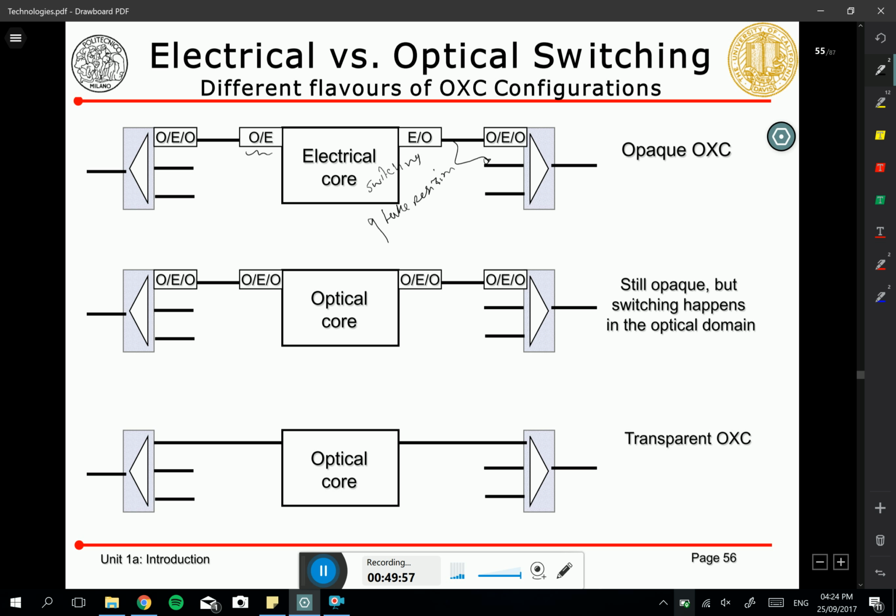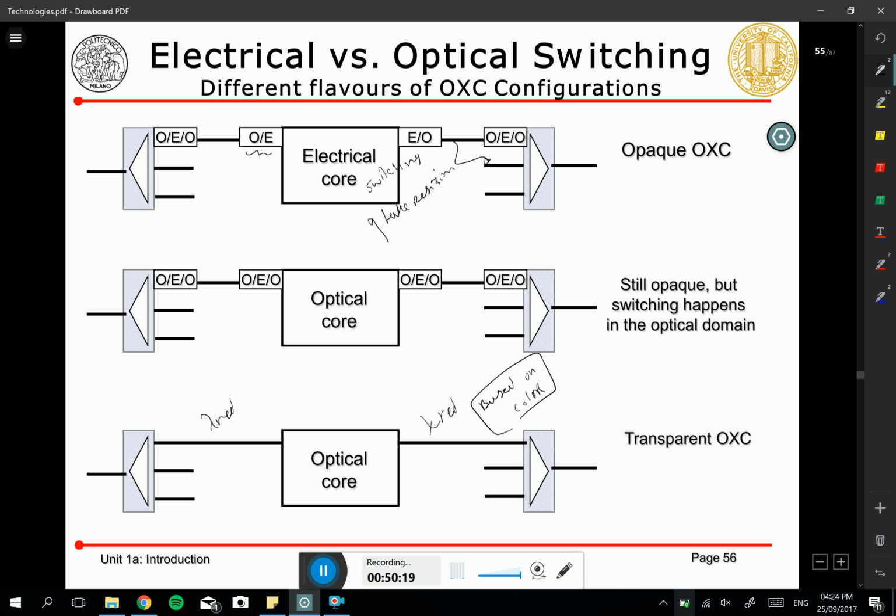Is this wavelength red? If this wavelength is red, I send it here. If this wavelength is yellow, I send it somewhere else. So I just do switching based on the color of the wavelength. Optical switching. We talked about this in the first lecture. If you do this, you pay 1,000 times less than that, right? This is very simple to do.